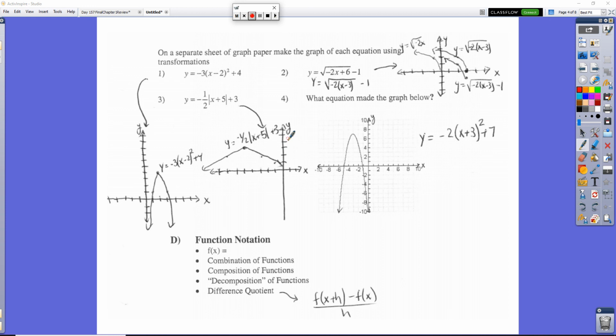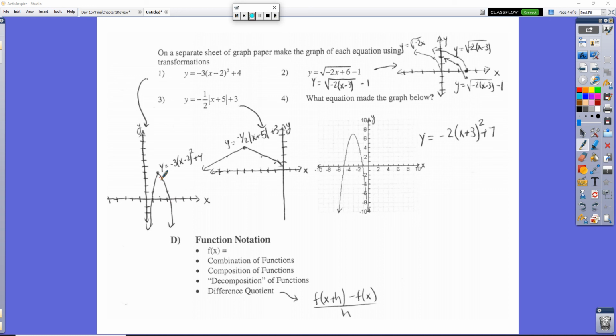So for the next grouping of problems, we were asked to make a graph for each one of these equations. So number 1 is a parabola. It's been flipped over the x-axis. It's been vertically dilated by a factor of 3, moved 2 units to the right, and then up 4. So you can do that in stages, but this is what the final graph is going to look like. Its vertex is going to be at 2, 4, and it's going to be headed downwards.